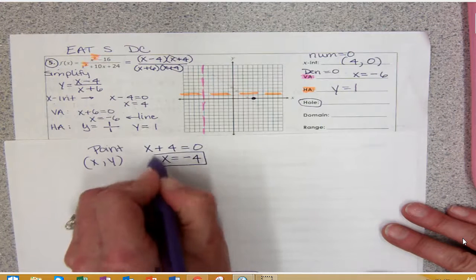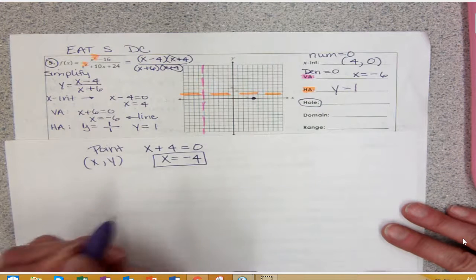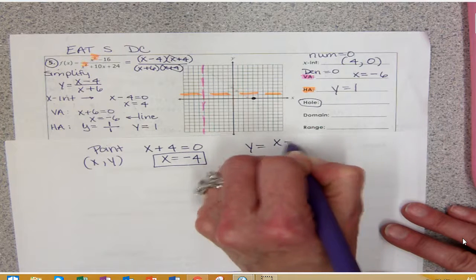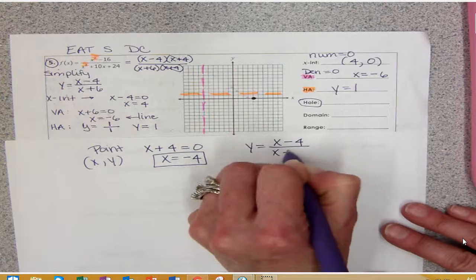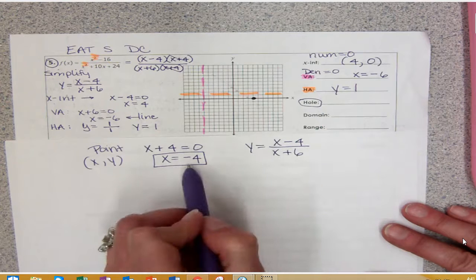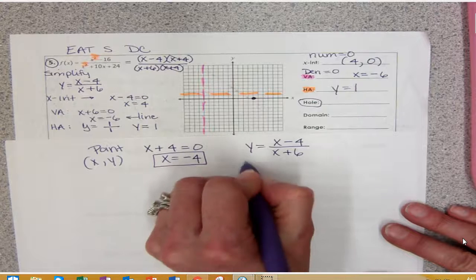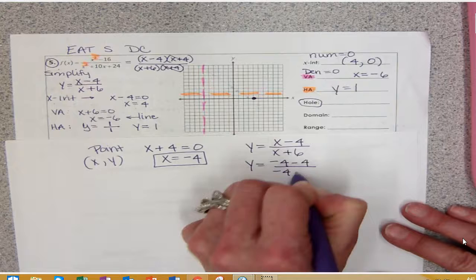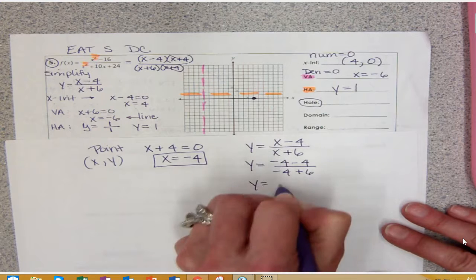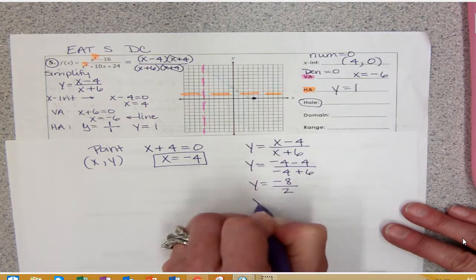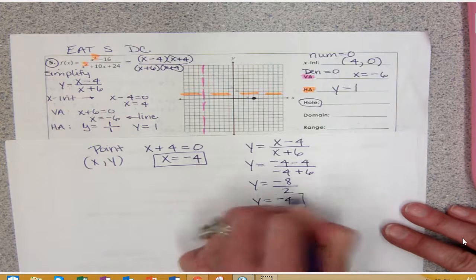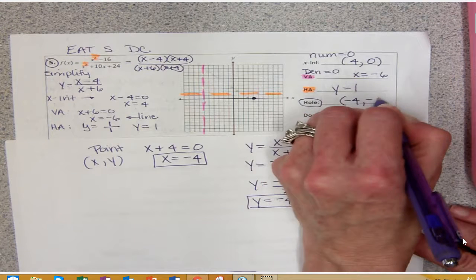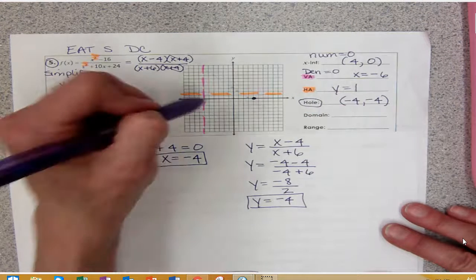Now, since I know that the x value equals -4, what does the y value equal? Let me find out, because I'm going to look at my equation and say, if x were -4, what would y be? Let's work it out. y equals (-4 minus 4) divided by (-4 plus 6). y is going to equal -8 divided by 2, so y would equal -4 as well. So my x, y point is going to be (-4, -4). I'm going to go ahead and plot that.